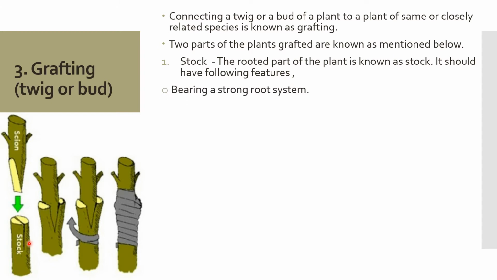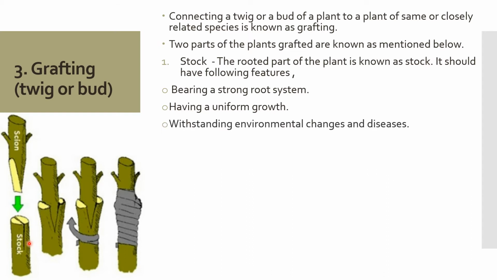So its root system should be well grown, and also that plant part should show a uniform growth. It should not show a retarded growth. It should show a uniform growth, and also that plant part can bear up the environmental changes, and it should be able to bear up the disease conditions. So these are the things we have to consider about the rooted plant part that we are selecting for grafting.